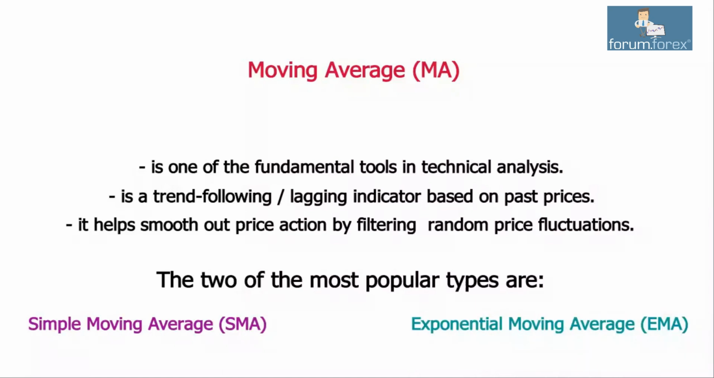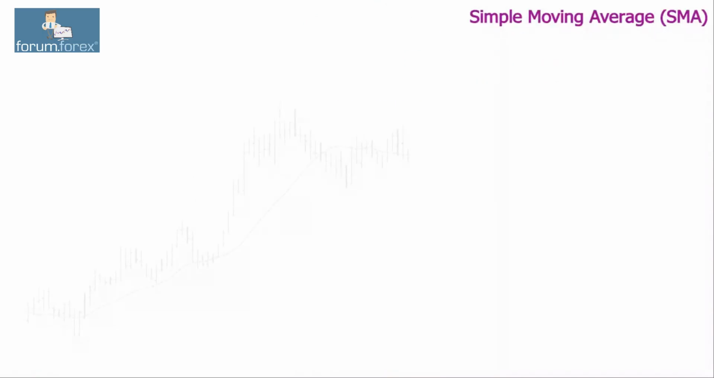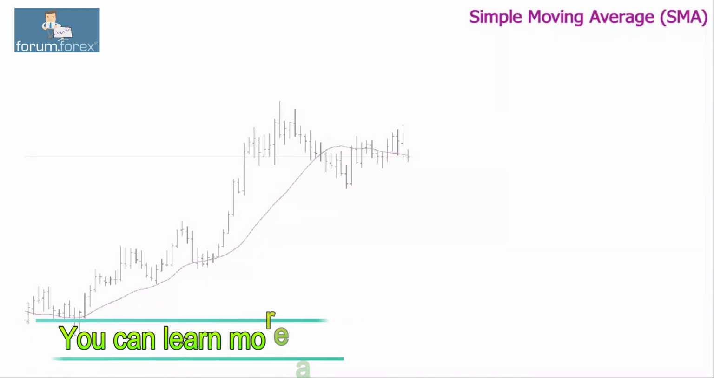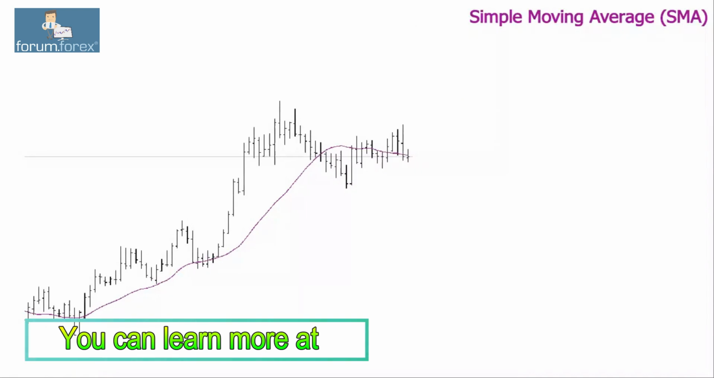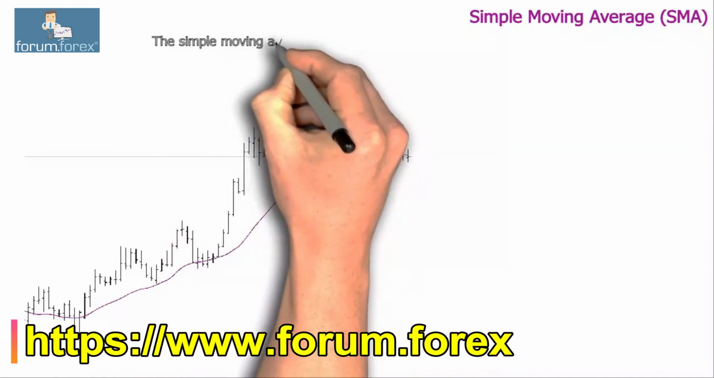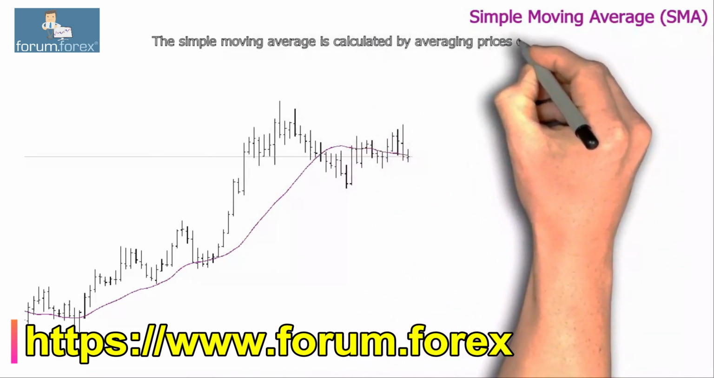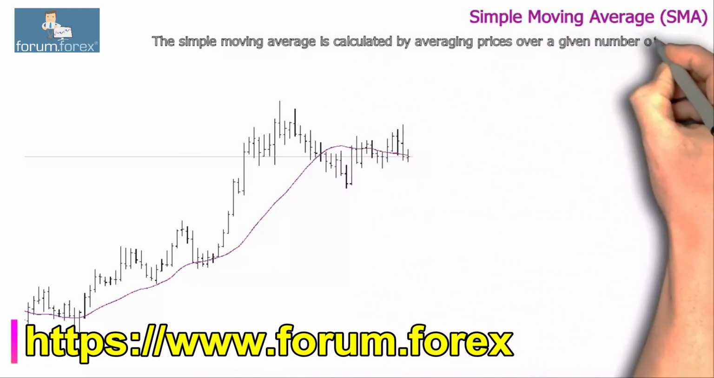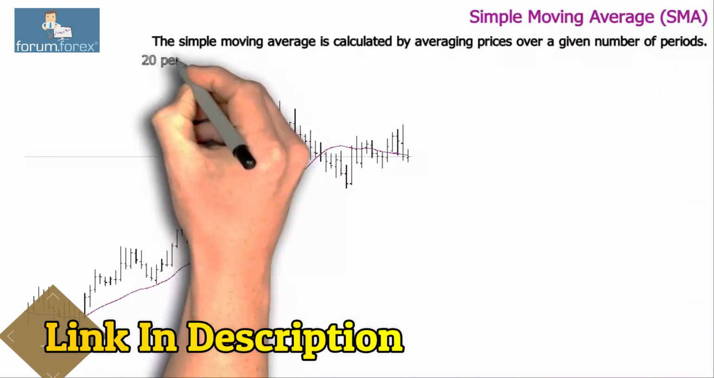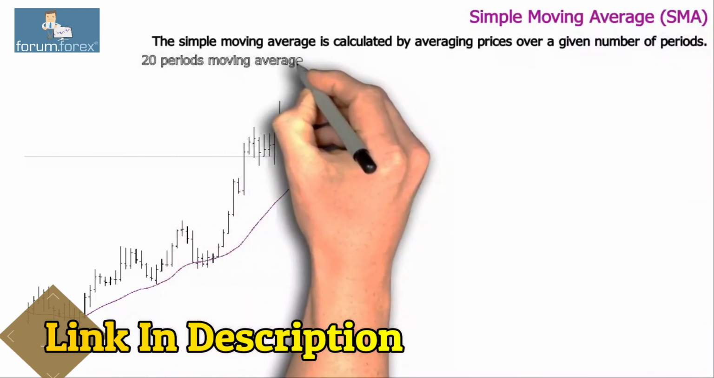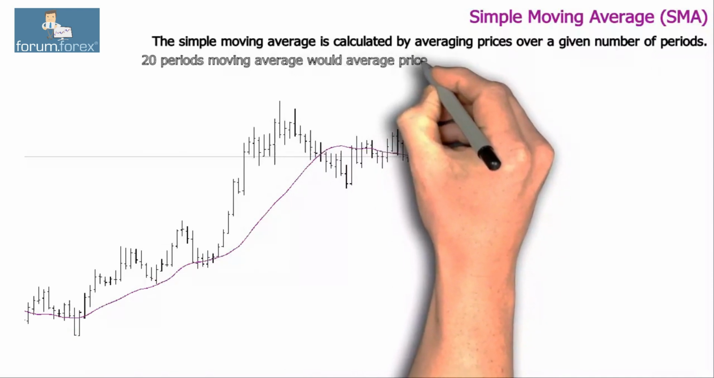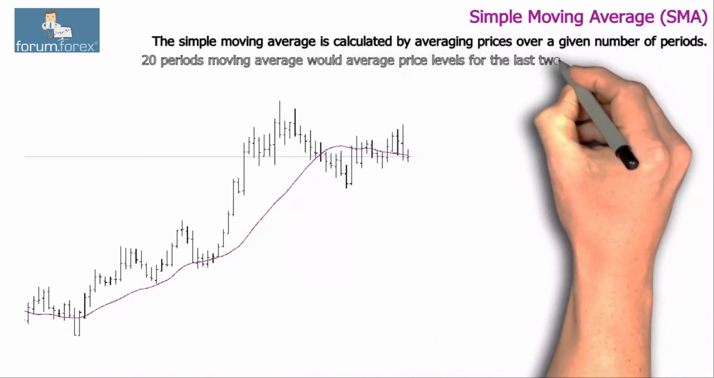The simple moving average is calculated by averaging prices over a given number of periods. For example, the 20 periods moving average would average price levels for the last 20 periods of the chart. On the following bar, the simple moving average would include the last bar of the chart, omitting the one that previously was the first bar in the series. When simple moving average values are plotted on a chart, we obtain a significantly smooth indicator of overall price behavior.